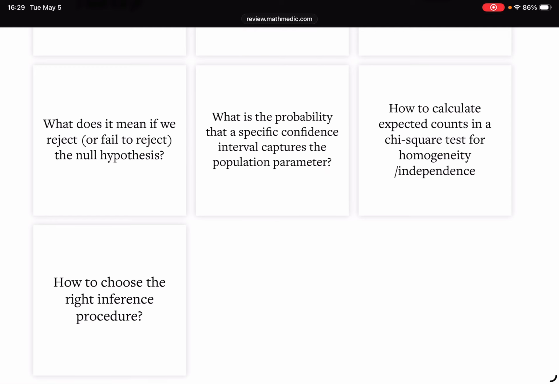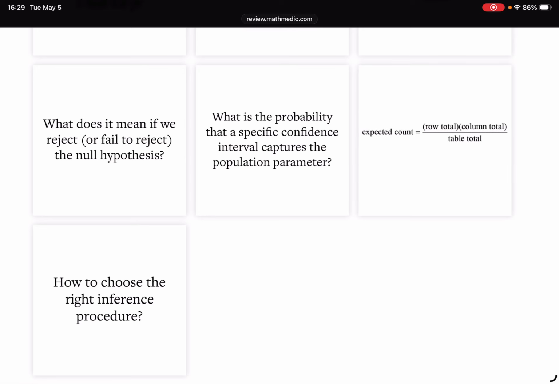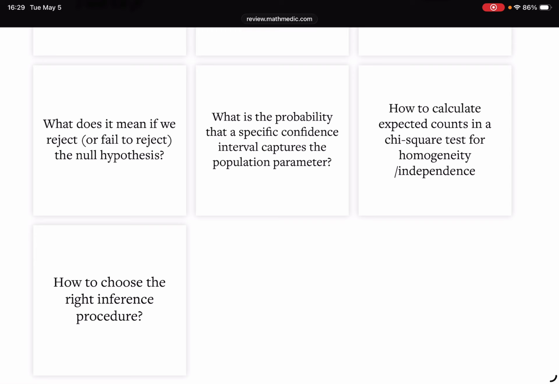How to calculate expected counts in the chi-square test for homogeneity and independence. Expected counts is the row total times the column total over the table total. But if we go to Desmos and click on chi-square test for independence under inference and type in all of our data, what will pop up in those drop-downs are our expected counts and our observed values, if you want to look through Desmos to find that instead.